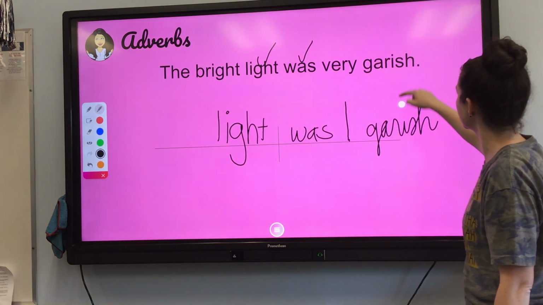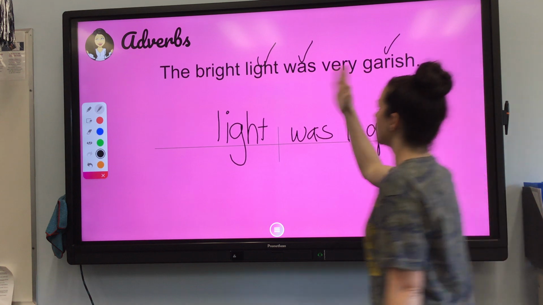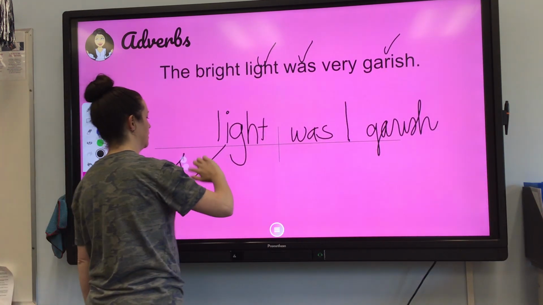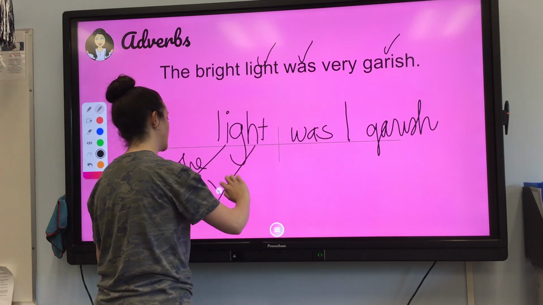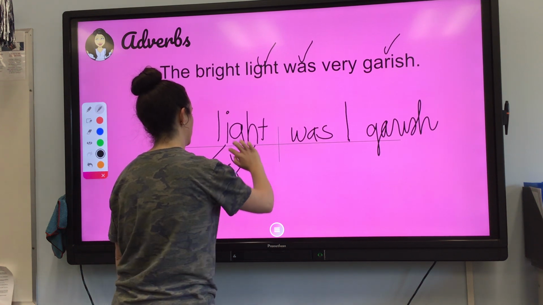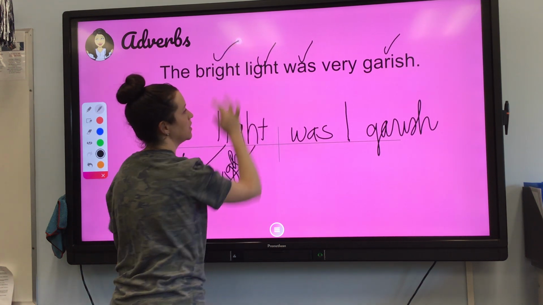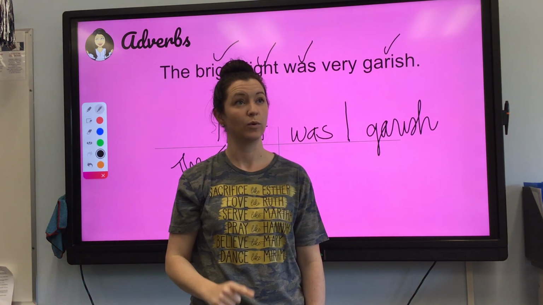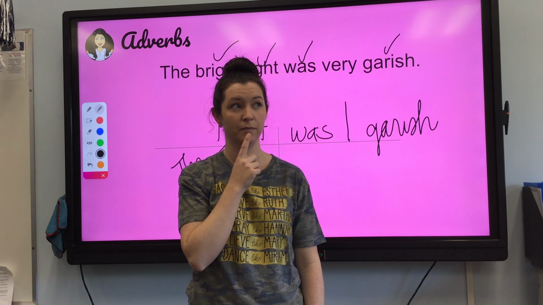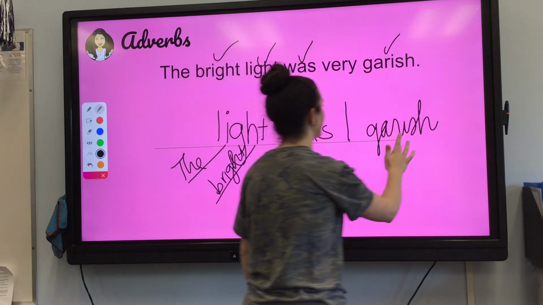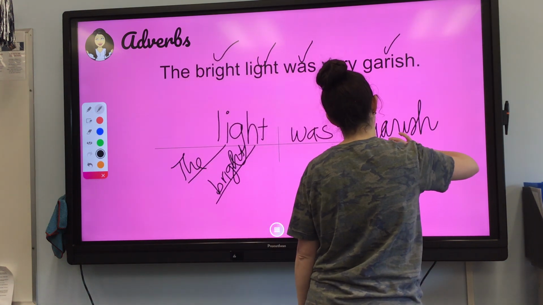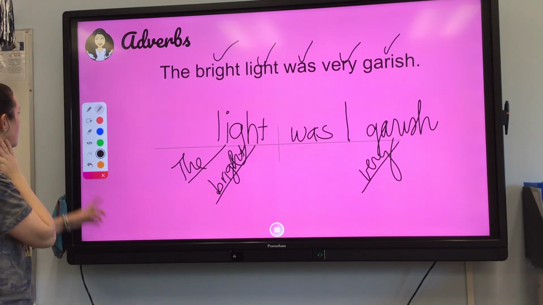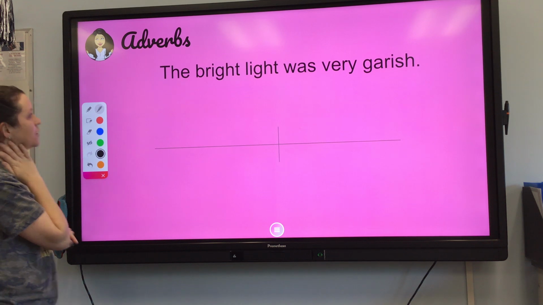And this is one of those tricky ones. Right now, left to right. The is an article adjective. What kind of light? It's bright. And, ooh, very. We haven't had a very yet. What is very describing? Garish. So we'll get garish. Very garish. All right. Here we go. And next one.